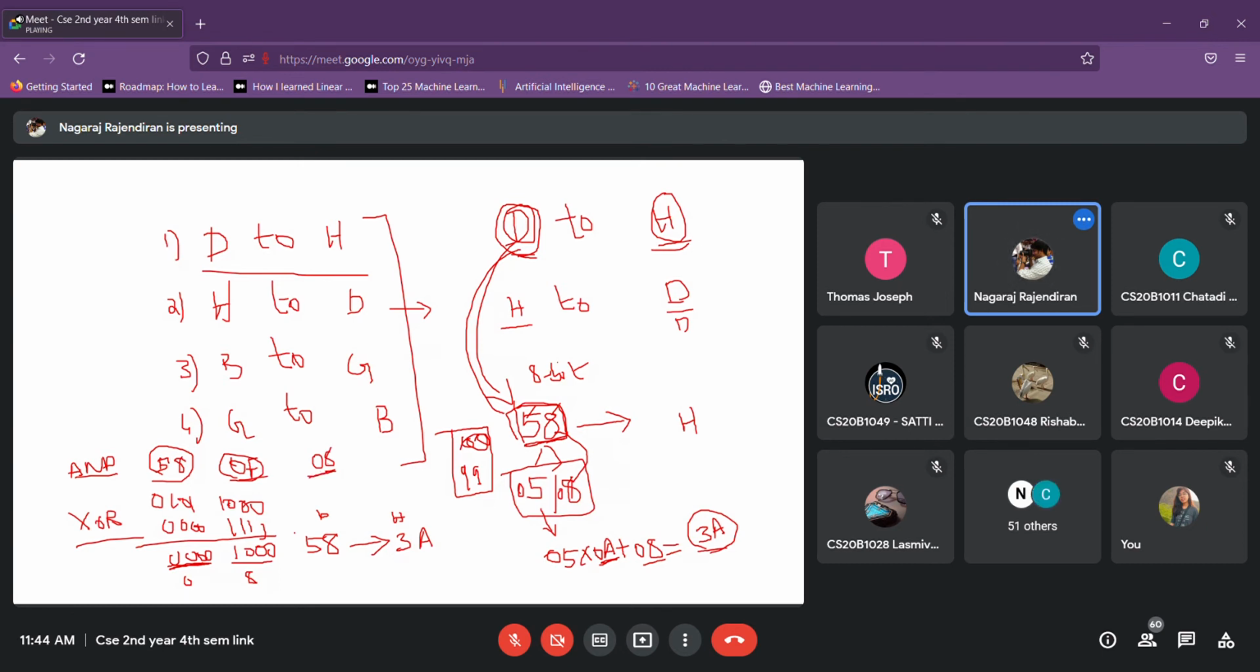And similarly, if you perform AND operation between 58 and F0, you will get 50. You will get 0 in the ones place. That is the tens place. But the difference between this and this one is that we need to shift the bits. So in order to get 05 from 50, we need to shift the bits. For that I am using SHR. SHR means shift right.